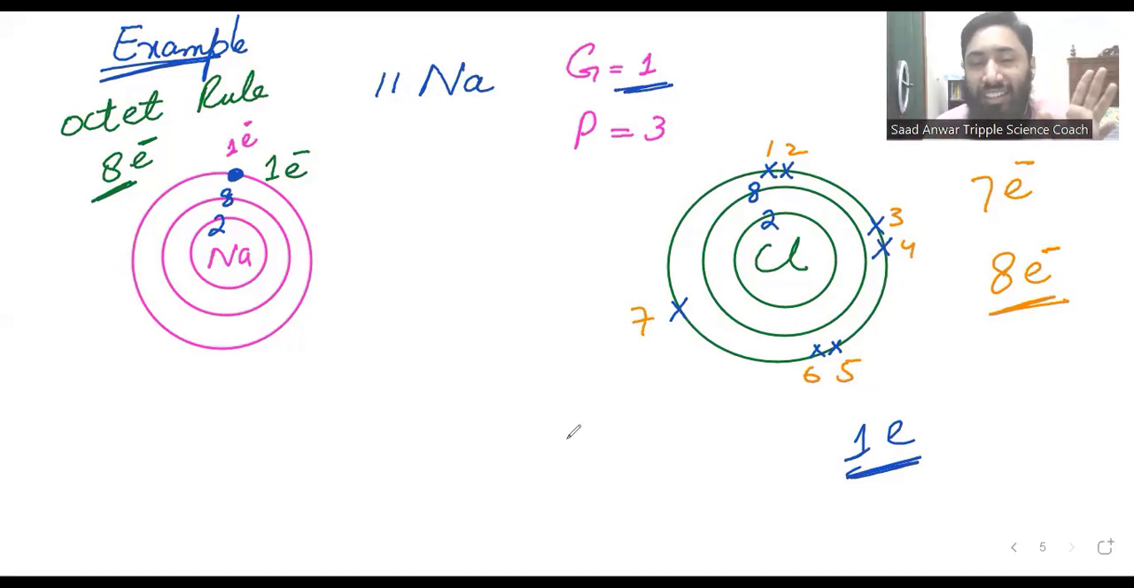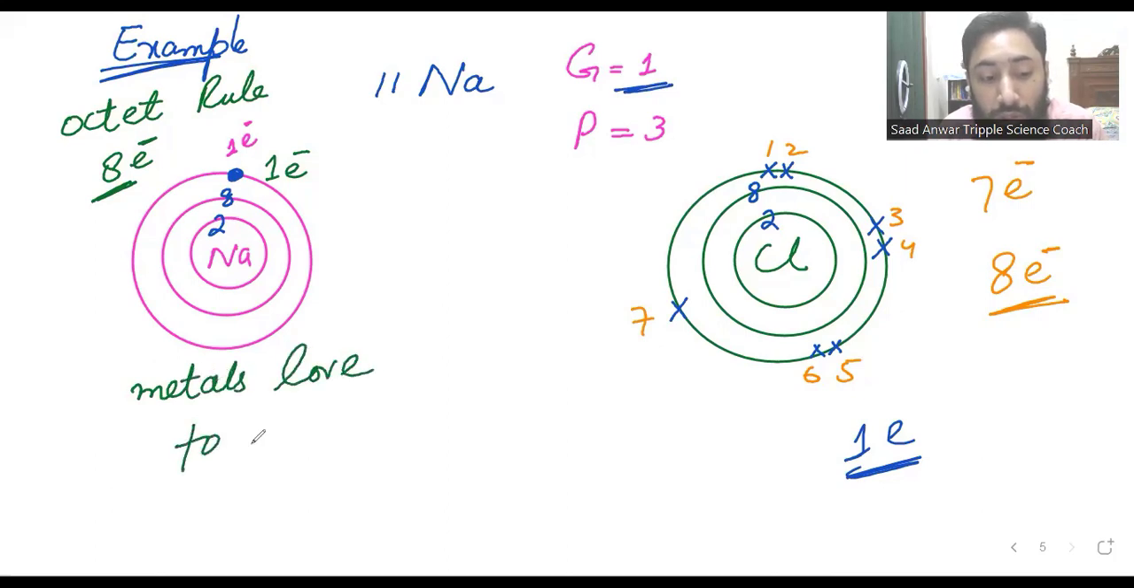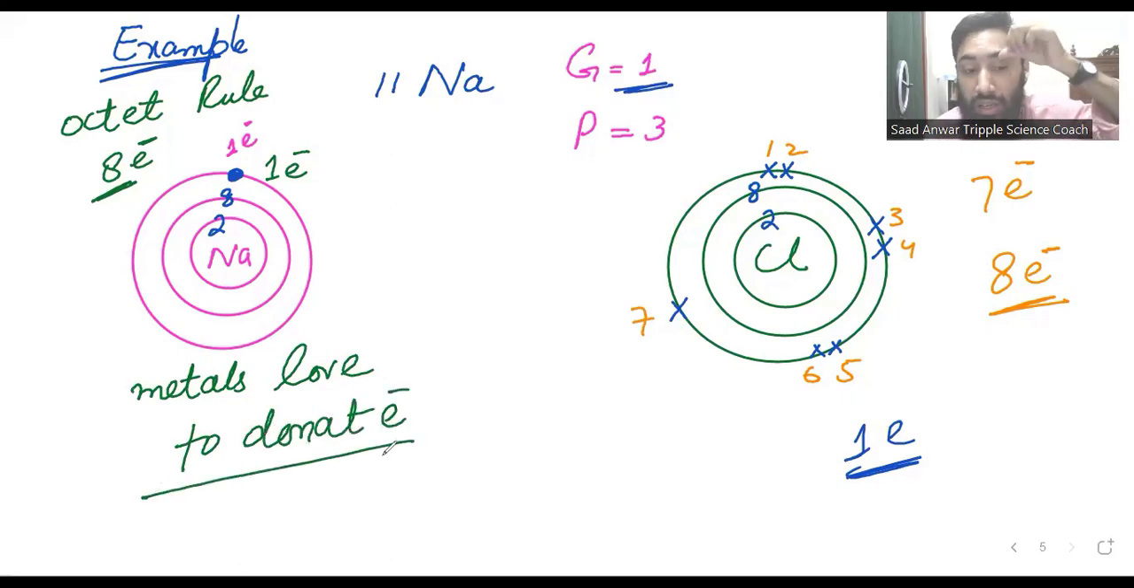One can think that if somehow the sodium atom can manage to borrow 7 electrons from any other atom, then sodium can satisfy the octet rule. But this is practically not possible. Remember, guys, metals never accept electrons. We say metals love to donate electrons.